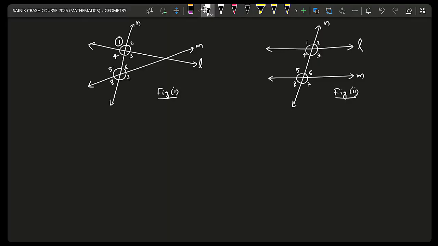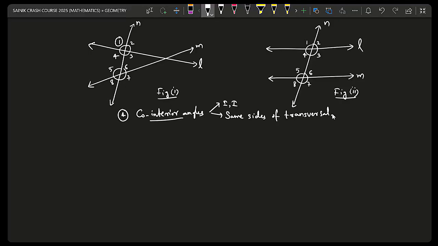Fourth pair, co-interior angles. So the first condition, both of them must be interior, and the word co indicates that they are lying on the same side, on the same sides of the transversal. Here, there is no need of taking the third condition, not adjacent. Why? Because if the first two conditions are satisfied, automatically the third condition will be satisfied. So you can remember only two conditions. If both of them are interior and they are lying on the same side of the transversal, they are called co-interior angles.